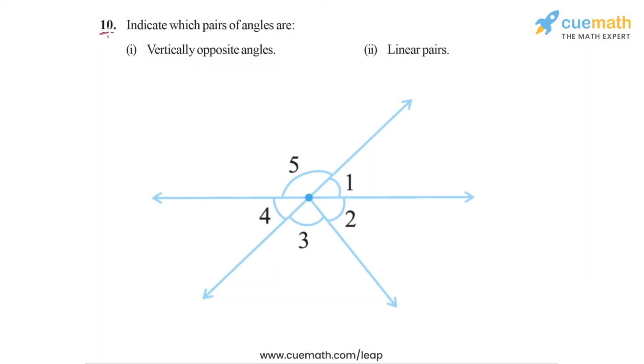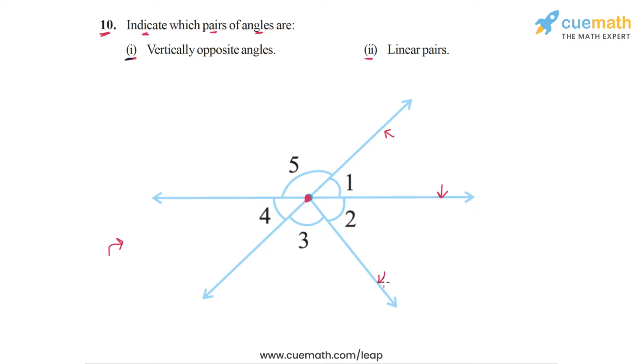In question 10 of this exercise, we have to look at this figure below and indicate which pairs of angles in the figure are vertically opposite angles and which pairs of angles are linear pairs. So let's start with the first part, where we have to identify pairs of vertically opposite angles. In this figure, we have this line and this line, these two lines intersecting at this point.